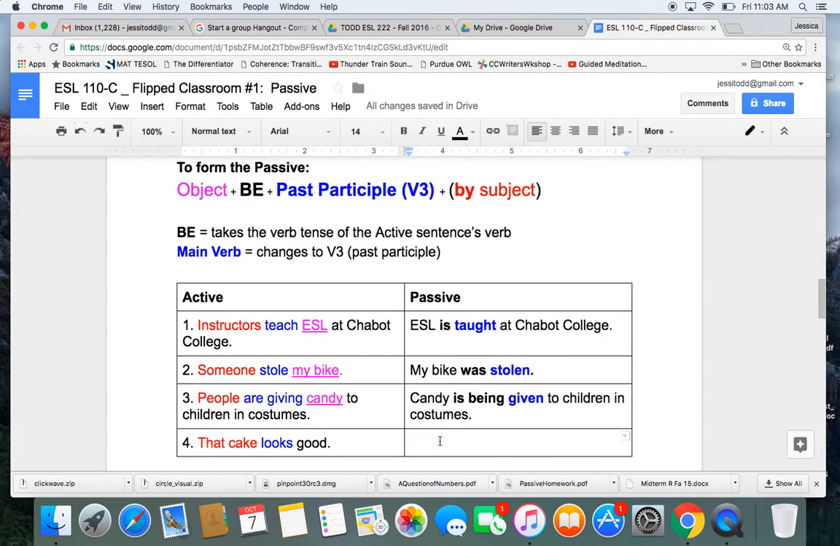Okay, this brings us to number 4, the last one. That cake looks good, okay? Remember, the first thing we're going to do is look for the object. But remember here, we don't have an object, right? Good is an adjective, and it's not an object. So what do we do? Nothing. If a sentence does not have an object, it cannot have a passive voice form, okay? So that's really important to remember. Not all sentences have an object, and therefore, not all sentences can be in passive.